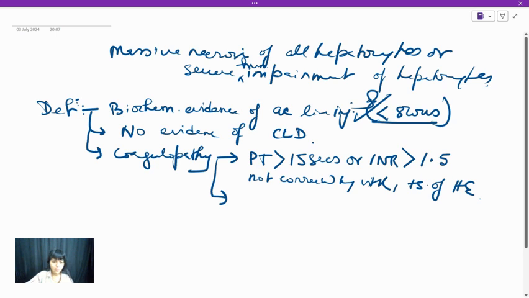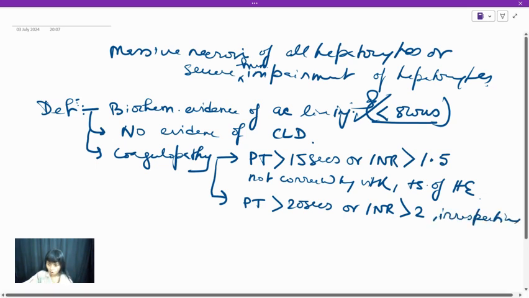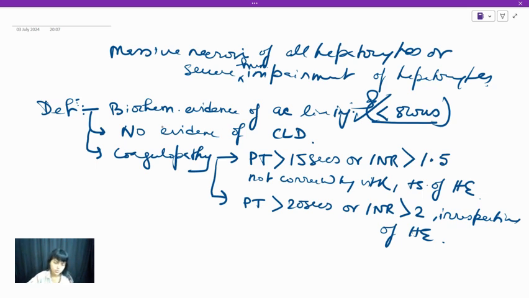There is one more definition of your hepatic coagulopathy, that is if the PT is more than 20 seconds or INR more than 2, not corrected by vitamin K, irrespective of the presence of hepatic encephalopathy, right? So I know, students, the definition is a bit lengthy, but still you need to remember this.